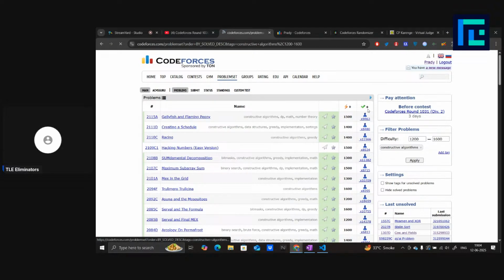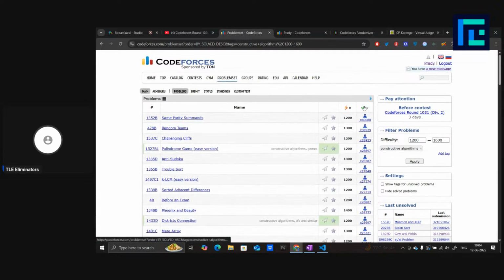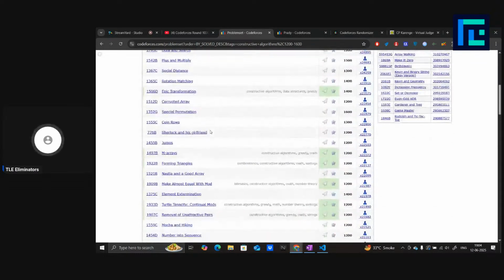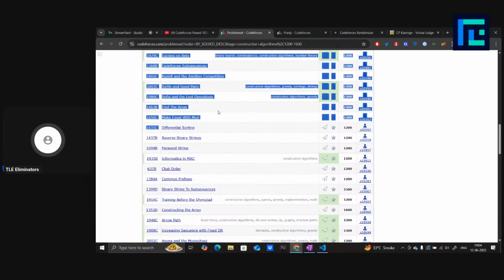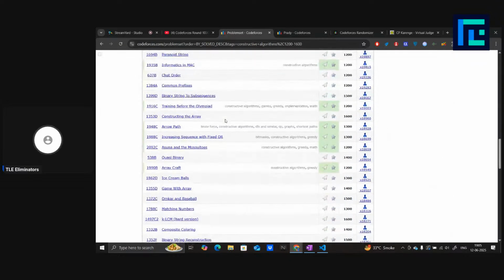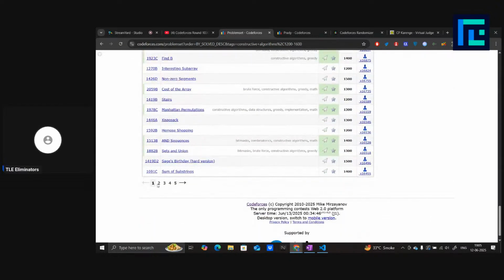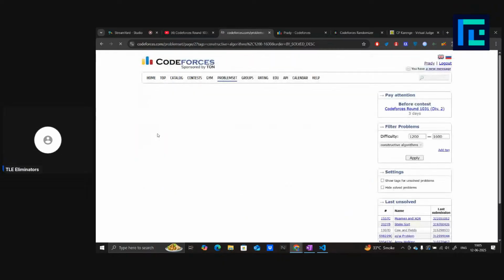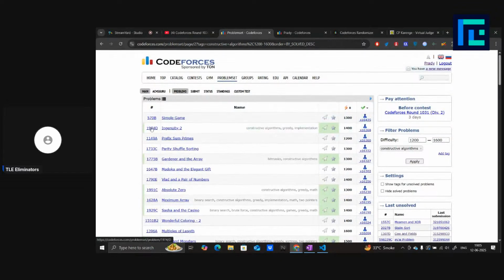You can click here and sort it by number of solves. So it will give you the more solved problems first. And what you can simply do is scroll a bit down, because the problems above here probably are not very tough. So you can skip them and come down here and start solving from here. Or you can even go to page 2 and start solving from there. Start from here and just practice. Practice is the only option.